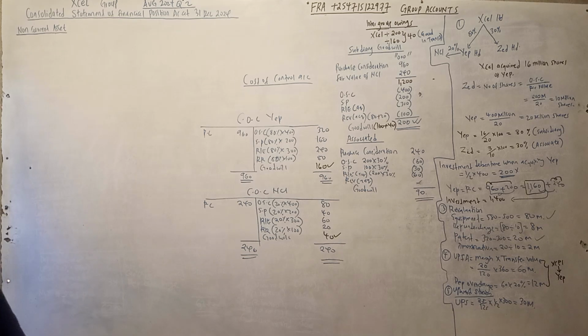Let us do information number two. Information number two, we are supposed to come up with a consolidated statement of the financial position. So let us do the consolidated statement of the financial position.